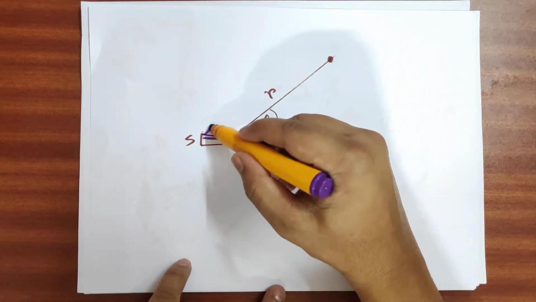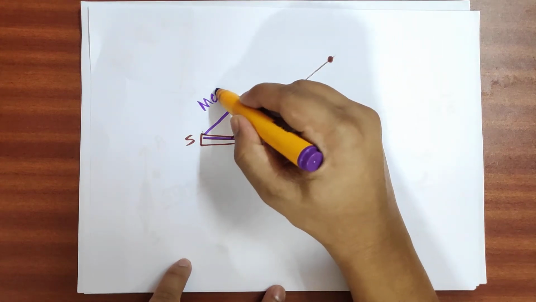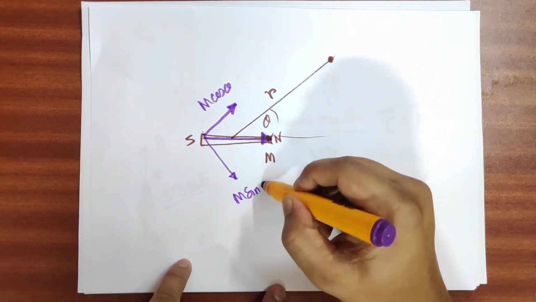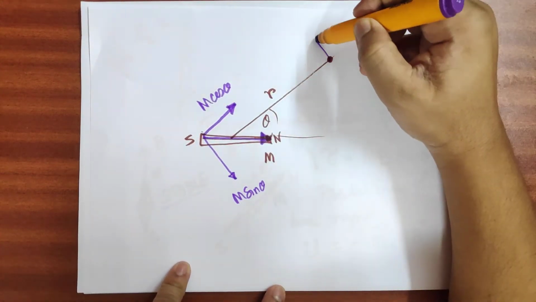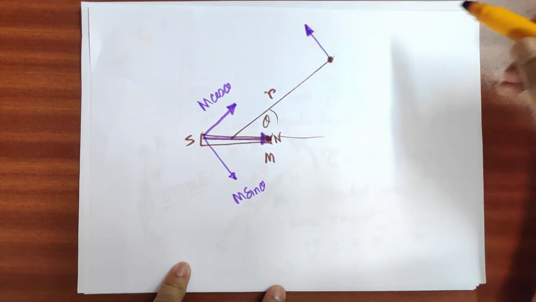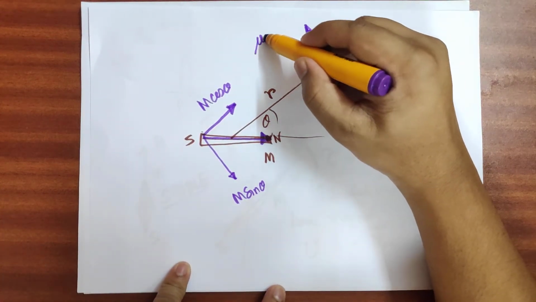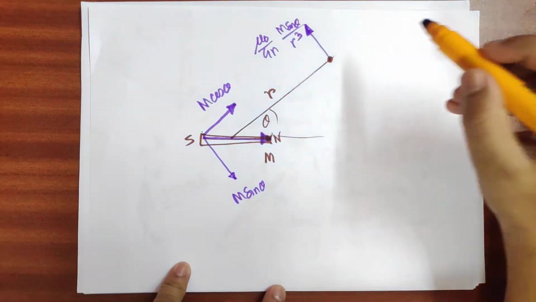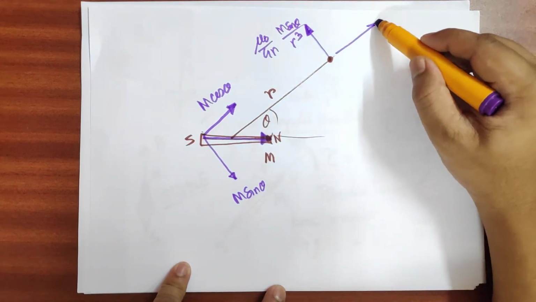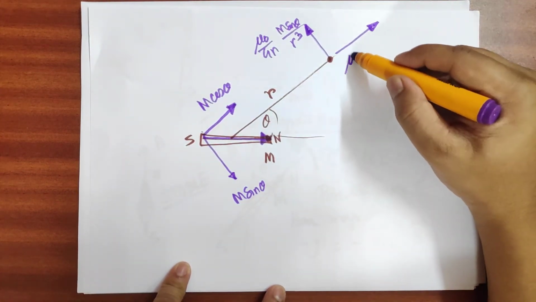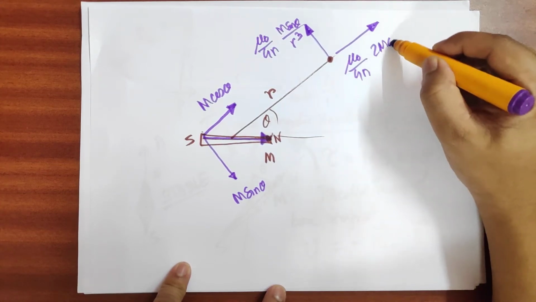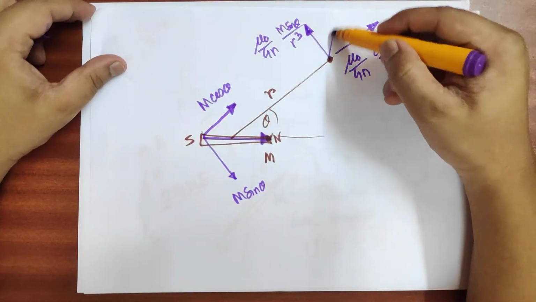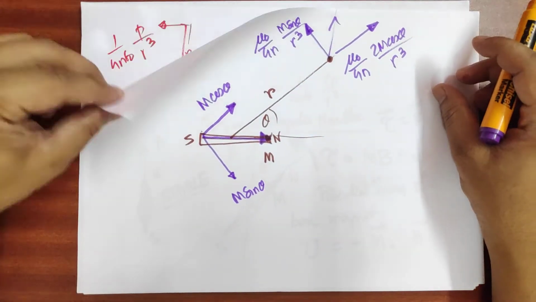So you can split this magnetic moment into two, m cos theta and m sin theta. So it's like having two magnets. Due to this m sin theta, this is the broadside position, so the field is mu naught by 4 pi, m sin theta by r cube, and due to this m cos theta dipole, it is the end-on position, so mu naught by 4 pi, 2m cos theta by r cube. So this will be their resultant field in this direction.